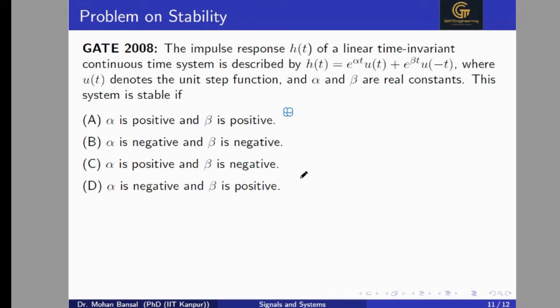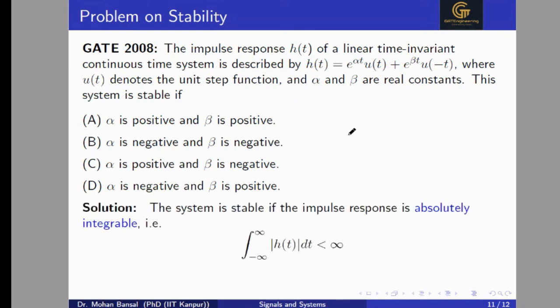So we have to check at what range of alpha and beta the system will become stable. The first definition of a stable system is that it should be absolutely integrable. That is defined as the integral of the mod of h(t) dt being less than infinity. The mod value of h(t) should be finite.